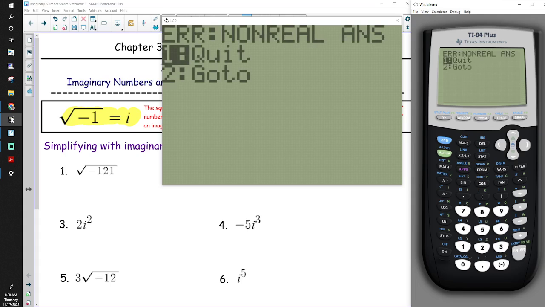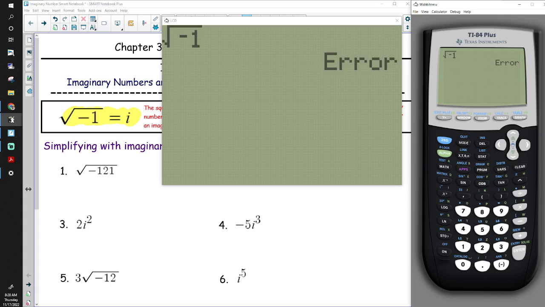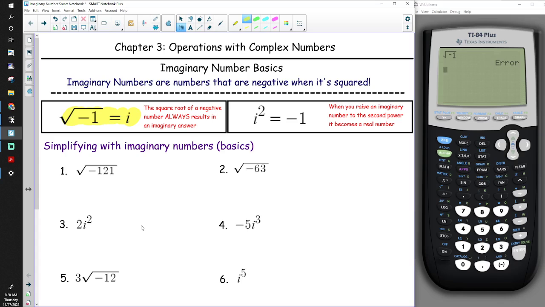The real numbers are all the numbers we know and use every day. You can't find the square root of -1 with real numbers. It gives us an error in our calculator. Now, the square root of -1 can be solved. We just can't do it using the normal numbers we use every day, so we have what are called imaginary numbers. And whenever you take a square root of a negative number, your answer will be imaginary.